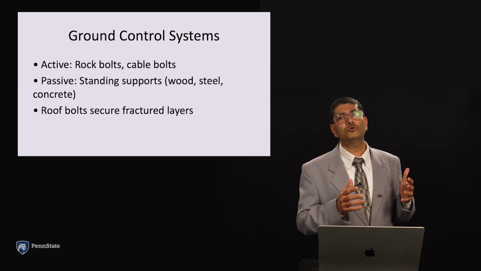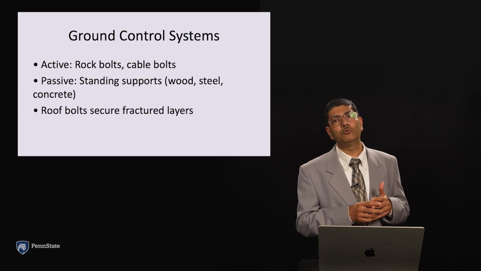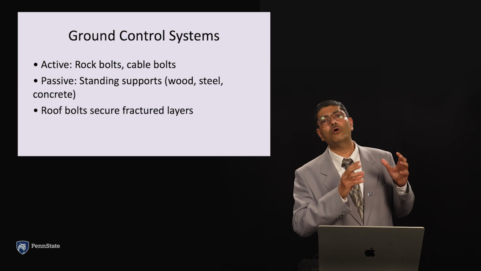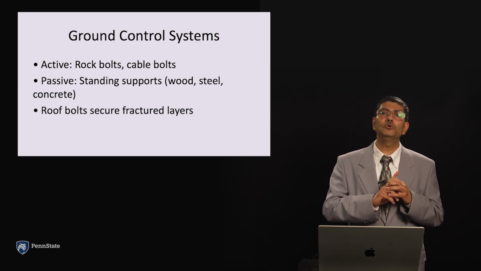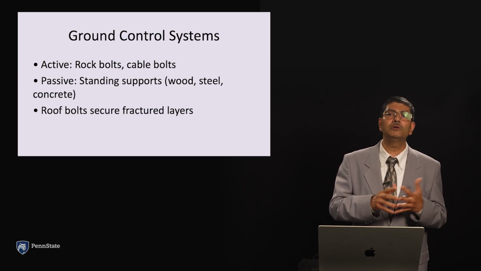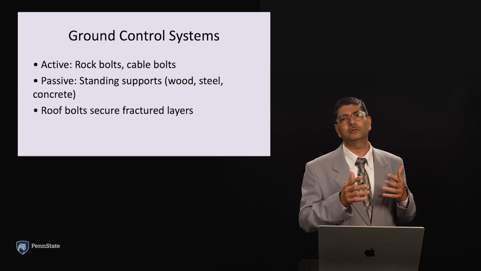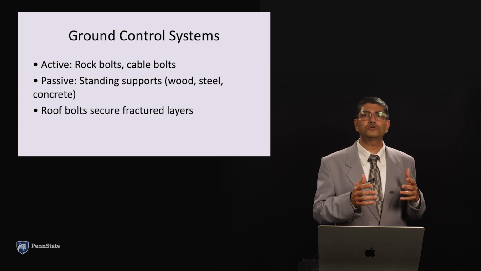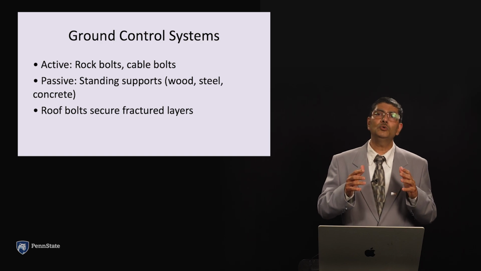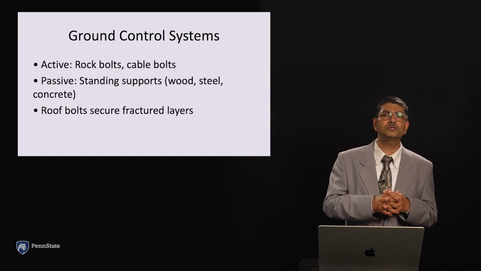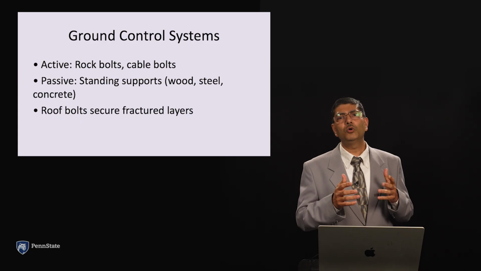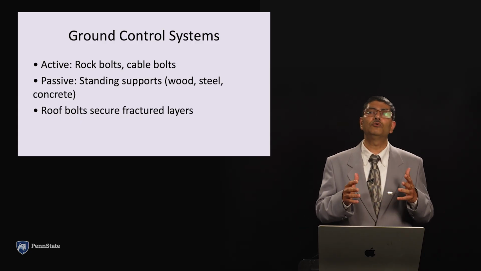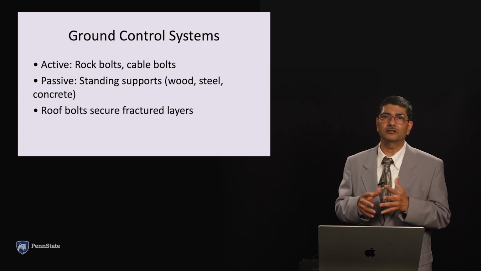Now the active supports are normally like rock or cable bolts, where you are holding the rock masses through the use of long bolts or cable bolts, and it stops the movement of rocks. On the other hand, the passive supports are basically standing supports made of steel, wood or concrete, and they are also very useful in the mines and sometimes essential.